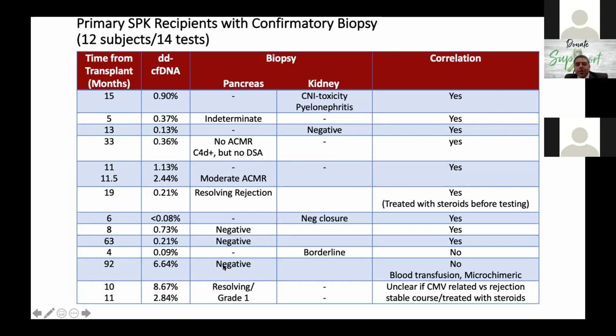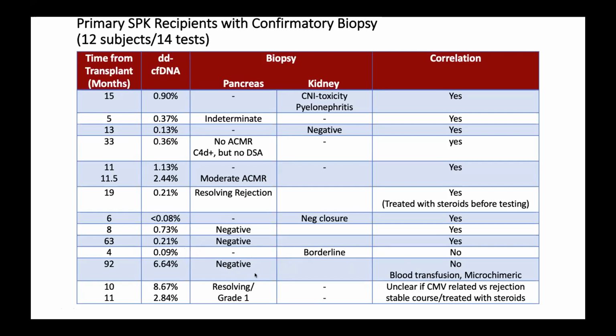Another example where the test didn't correlate: in these couple cases we did the test, the cell-free DNA was negative, we did the biopsy, it was borderline, although with the disclaimer that the test does not detect borderline rejection. So you can have a normal test, and if you do the biopsy, you may find borderline.